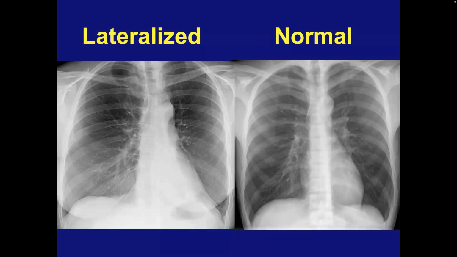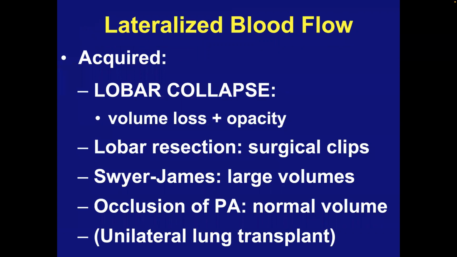So what can cause this? There are both acquired and congenital causes of lateralized blood flow. The acquired cause that I really don't want to miss is lobar collapse. So the first thing I do when I see that hilar vessels are asymmetric is I look for, number one, signs of volume loss, and number two, an opacity that corresponds to a collapsed lobe, because again, I really don't want to miss lobar collapse.